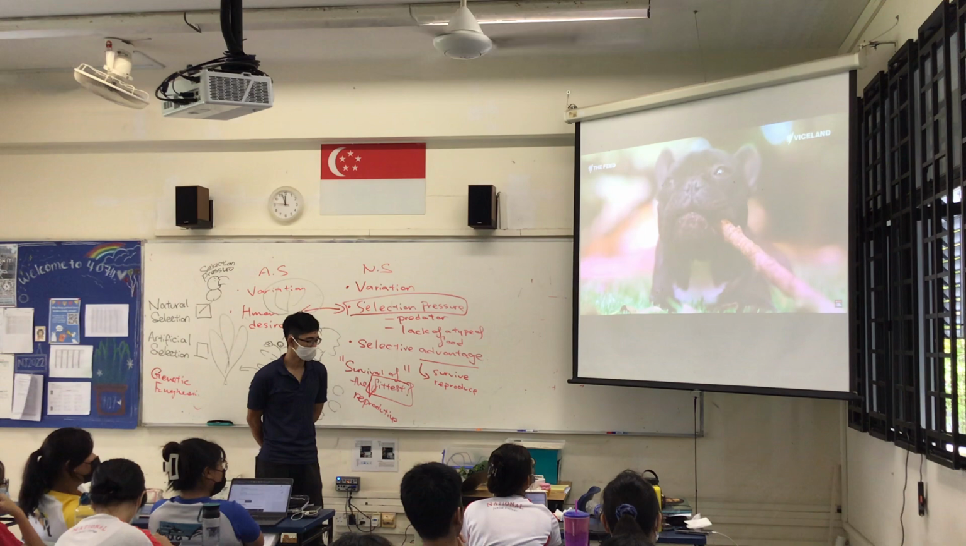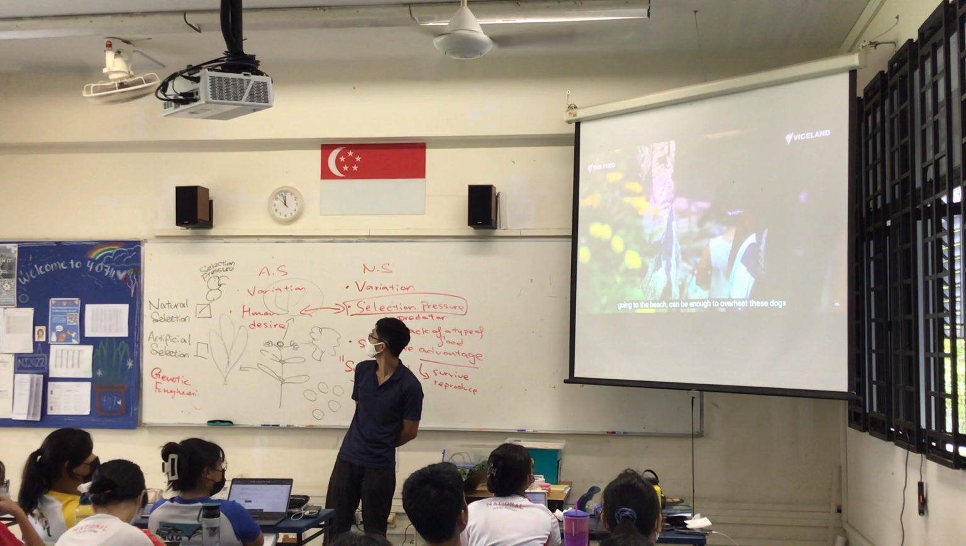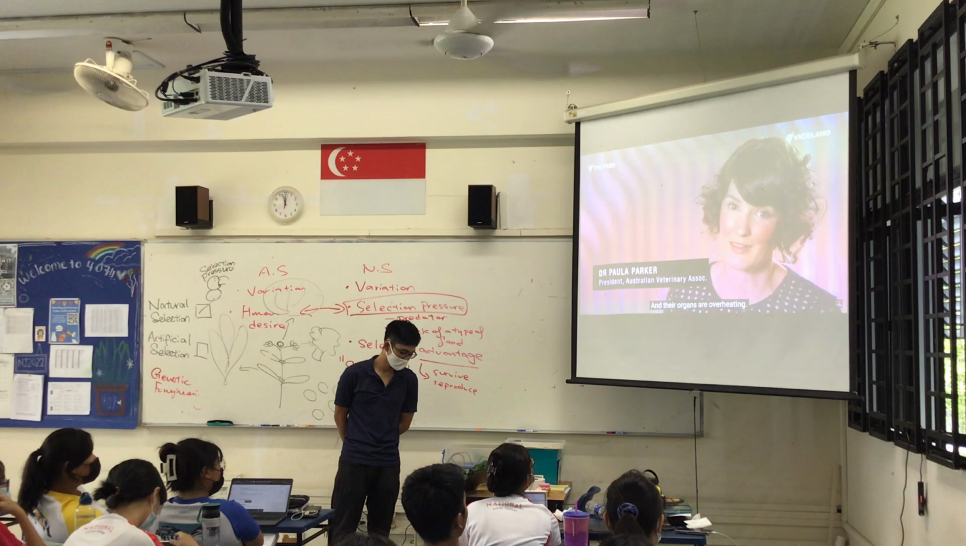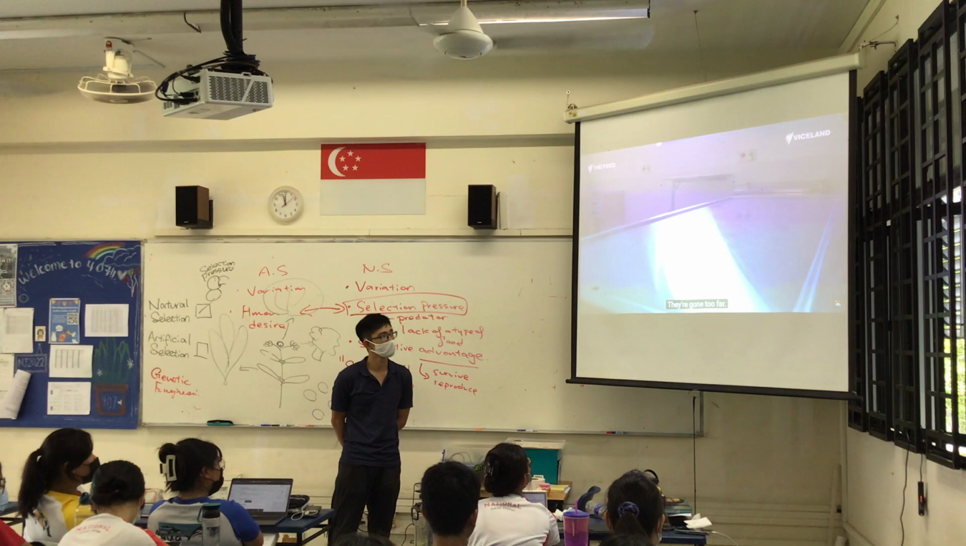It's devastating. Something as simple as a trip up to the coffee shop, going to the beach, can be enough to overheat these dogs. People didn't know what they were doing, it's dangerous. They come in, collapse, and they're cooking from the inside and their organs are overheating. There's some that you can save in the ICU, but there are lots that you can't, that they've gone too far. We don't want that to happen to any more families.